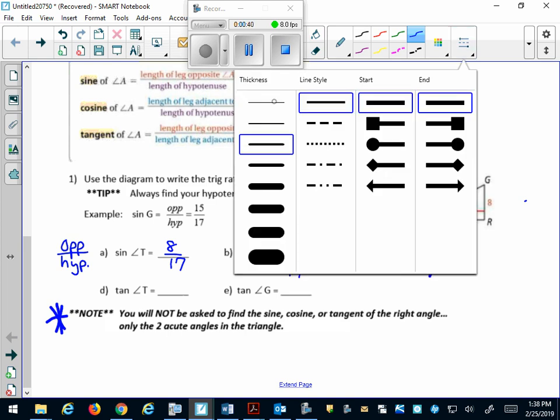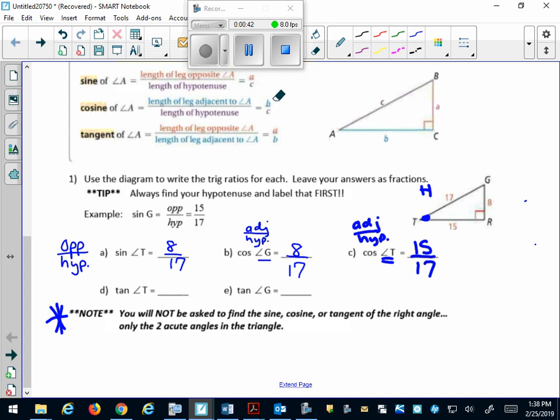For tangent, we've got tangent of angle T. Still at angle T here. Tangent, SOHCAHTOA, the TOA, is opposite over adjacent. So what's opposite from angle T? 8, and what's adjacent? 15, good.